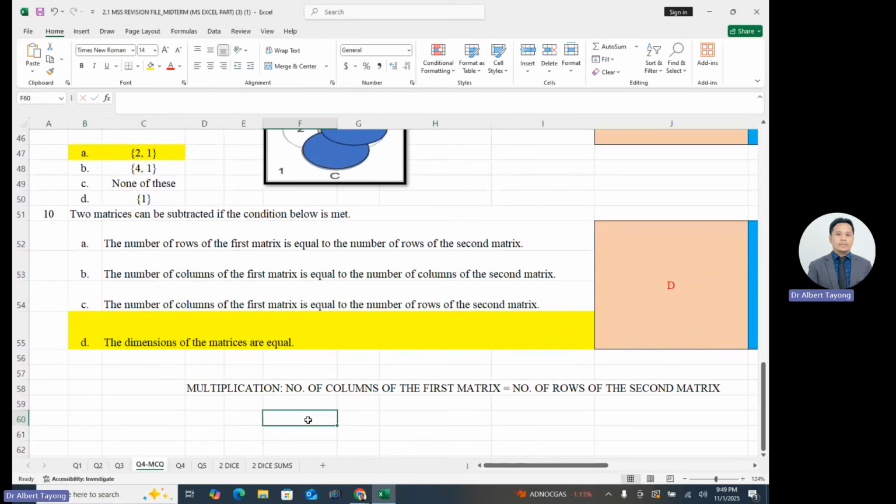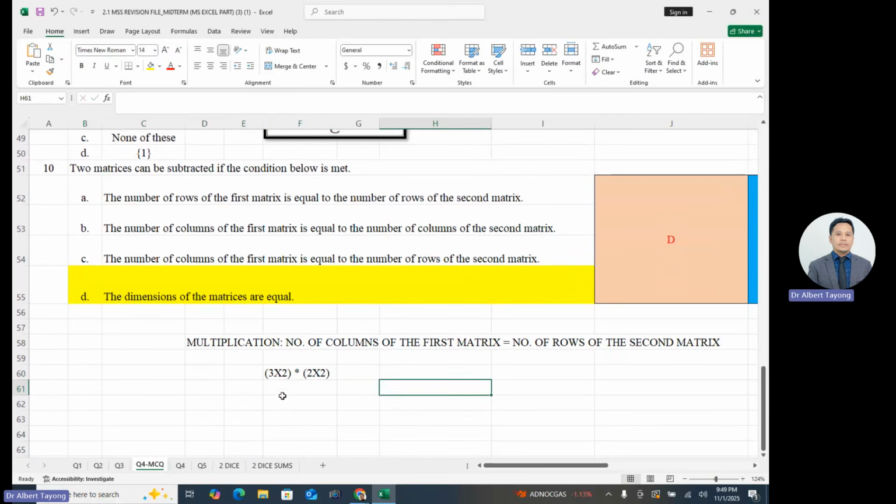Okay, for example, we have 3 by 2 times 2 by 2. So here, 2 is the number of columns of the first matrix, equal to the number of rows of the second matrix. 2 is the number of rows of the second matrix, and here 2 is the number of columns of the first matrix. So please remember this.